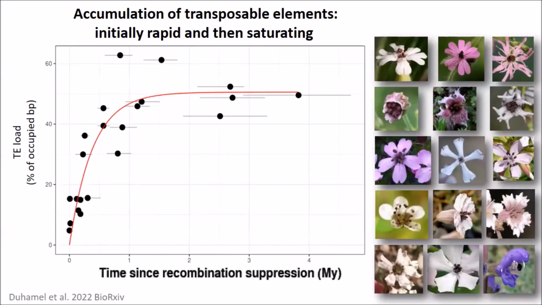And we also looked at the accumulation of transposable elements with time. So we looked at the percentage of base pairs occupied by transposable elements. So they initially increased very rapidly, but then reached a plateau at around 45–50% of base pairs occupied, and then didn't accumulate further. So maybe the host genome could manage to control them at some point.